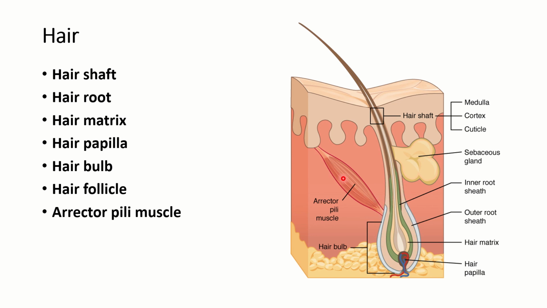Another structure that you see is called the arrector pili muscle. This is a smooth muscle, so it is innervated by the autonomic nervous system. When you feel cold or when you are under stress or scared, anytime you see any danger, these muscles contract and you get a goosebump. So it will cause erection of the hair.